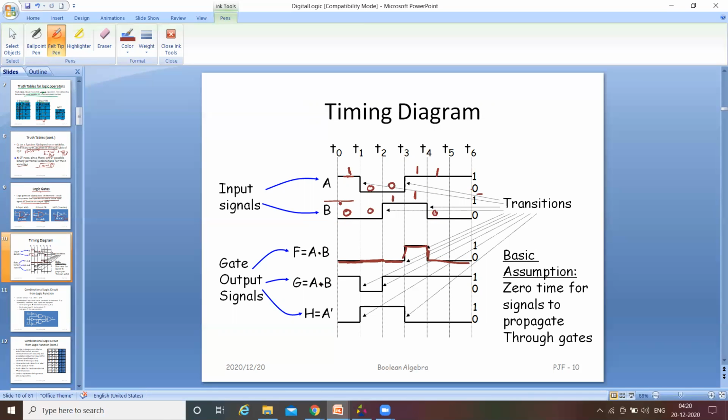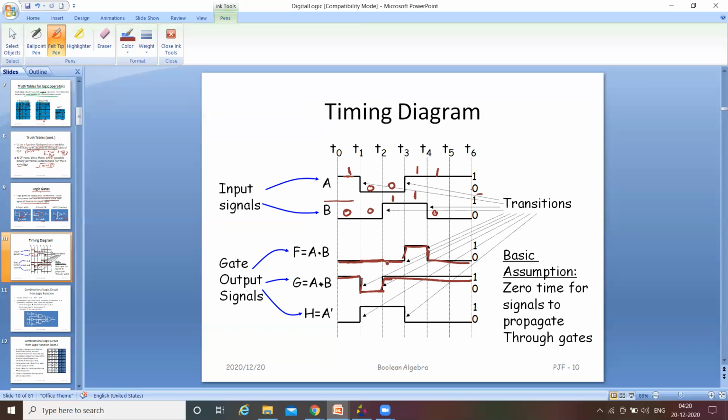Similarly for the OR gate, see here A is 1 and B is equal to 0, so the output of the OR gate will become high. Both are 0 0, so the output of the OR gate will become 0. And if any one of the inputs is 1, the output is 1. For 1 1, the output of the OR gate is also high everywhere.